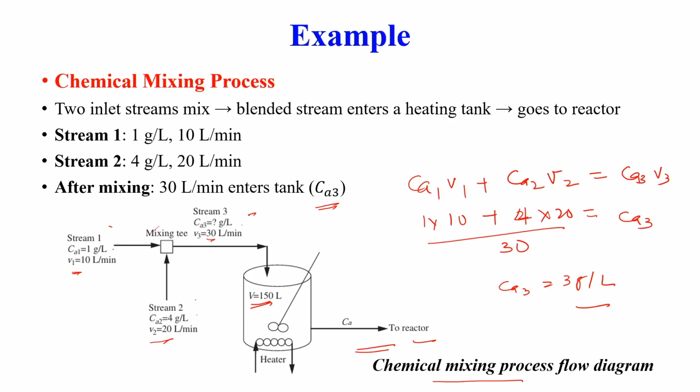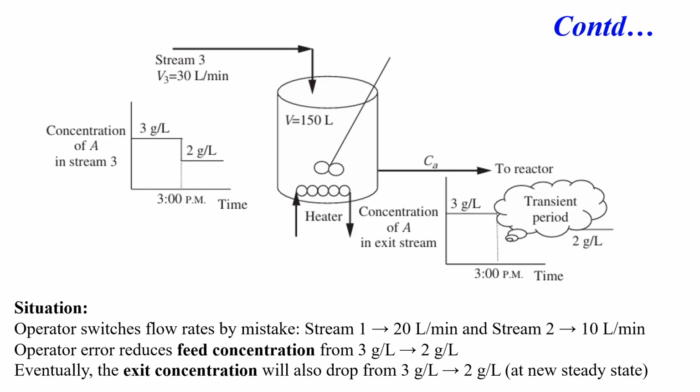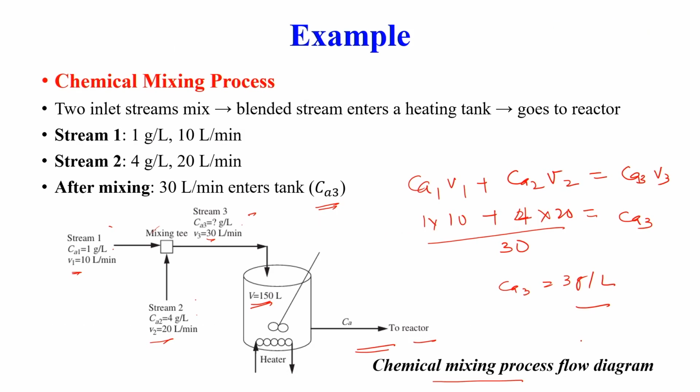That is going to this vessel, followed by entering the bioreactor. Now, there can be certain disturbance. So, assume the disturbance is that the operator switches the flow rates by mistake. So now stream 1 has become 20 liters per minute and stream 2 he opened at 10 liters per minute. Now, what will be the Ca3?